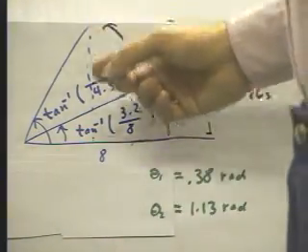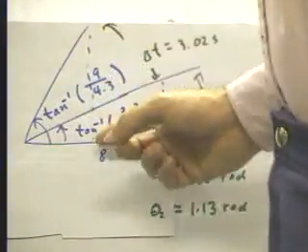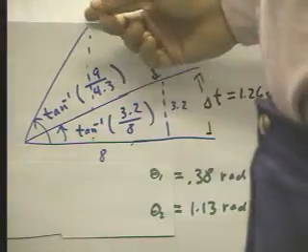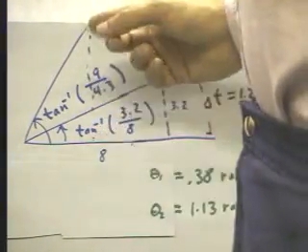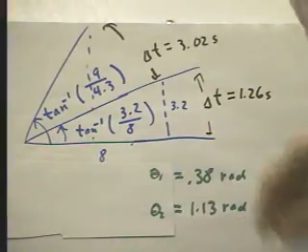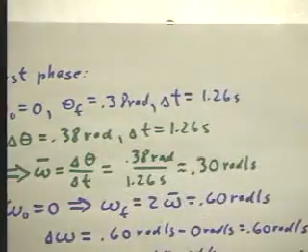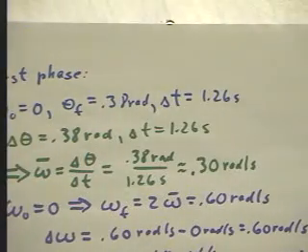Doing the same thing here, we did a right triangle here. I didn't label the sides, but I did indicate where the triangle was. We took the inverse tangent of the rise, the y-coordinate over the x-coordinate, and we got theta 2 is 1.13 radians. And then we proceed to analyze the motion.